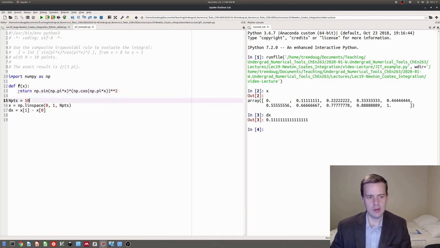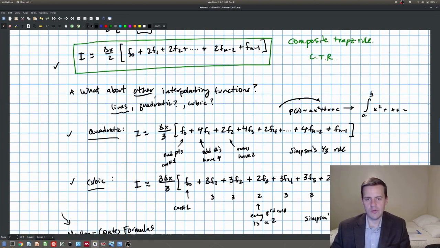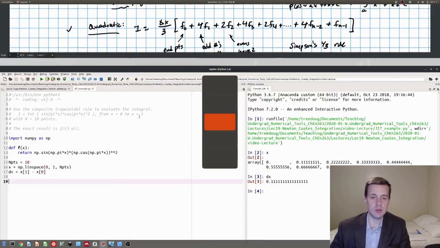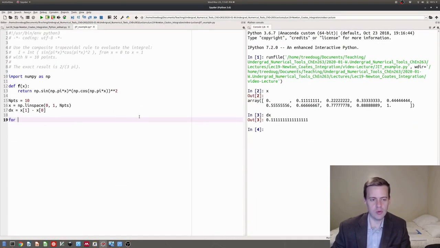That's the function. So now what I need to do, if we come back and look up here at the formula, I need to do this sum. I need to sum up f0 and then 2 times f1, 2 times f2, etc. So I need to do a sum. Well, how do we do sums? We do sums with loops. So I'm going to do for i in range of the number of points.